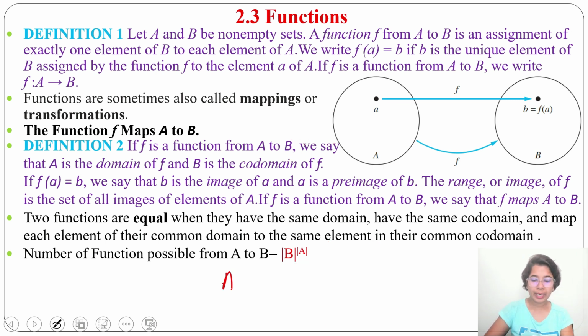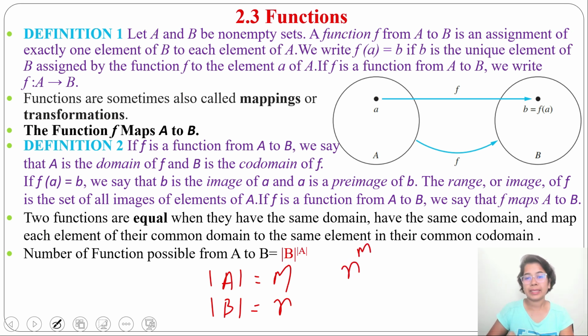If the number of elements in A, or A's cardinality, equals m and B's cardinality equals n, then the number of different functions possible equals n to the power m. This is important, just remember this formula.